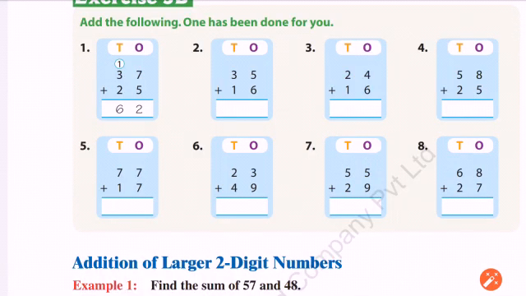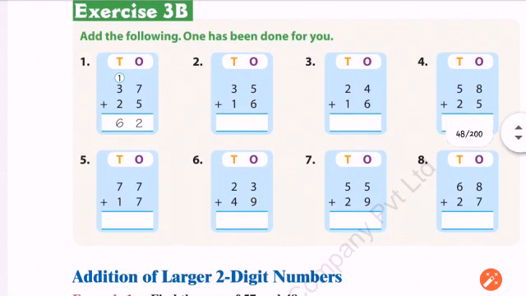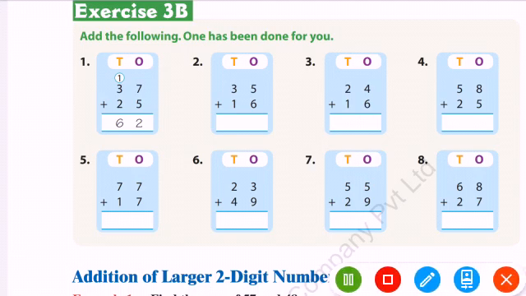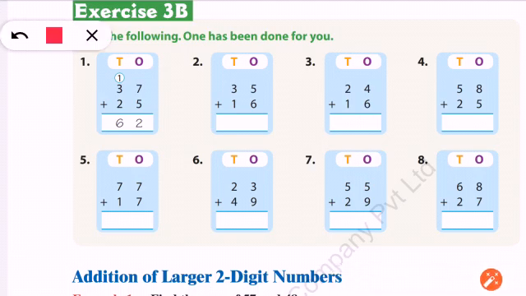Now see exercise 3B. Add the following. One has been done for you. Now these questions are slightly different from above one. Okay, here ones place are two numbers and tens place also are two numbers. So see, just for practice we can do 7 plus 5 is 12. Okay, what it will be? 12. So 2 will be right here and 1 will be over carry.